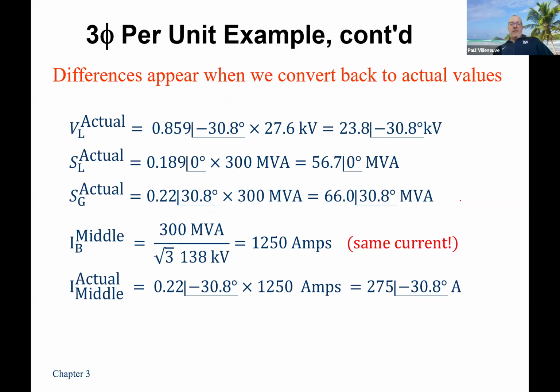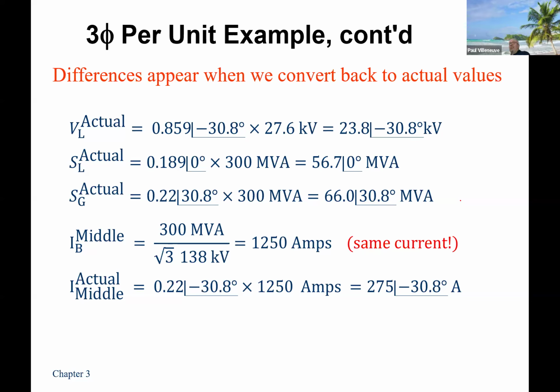Questions on that? So here are the voltages and powers, right? Voltages are square root of 3 in magnitude, but the angles are the same. Powers now are multiplied by a factor of 3. So we're no longer 18.9, we're 56.7. Or the generator, which we had 22, now it's 66. But the angles are the same.